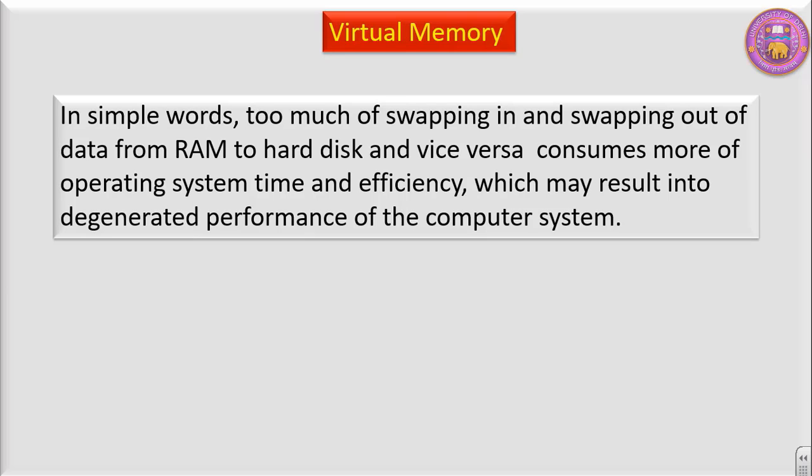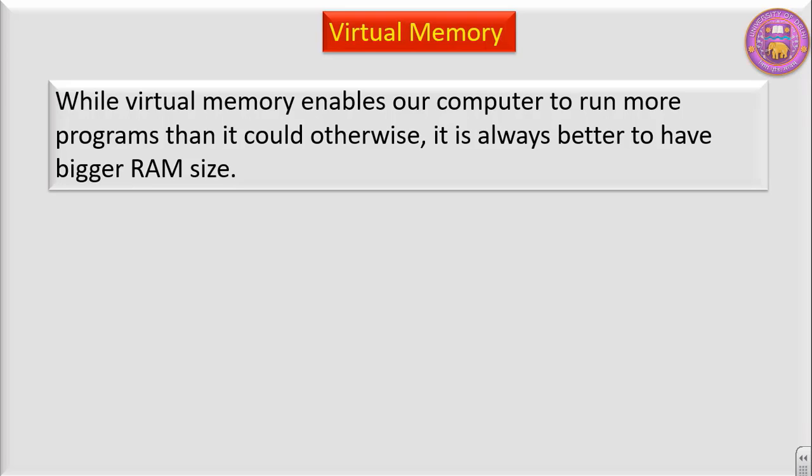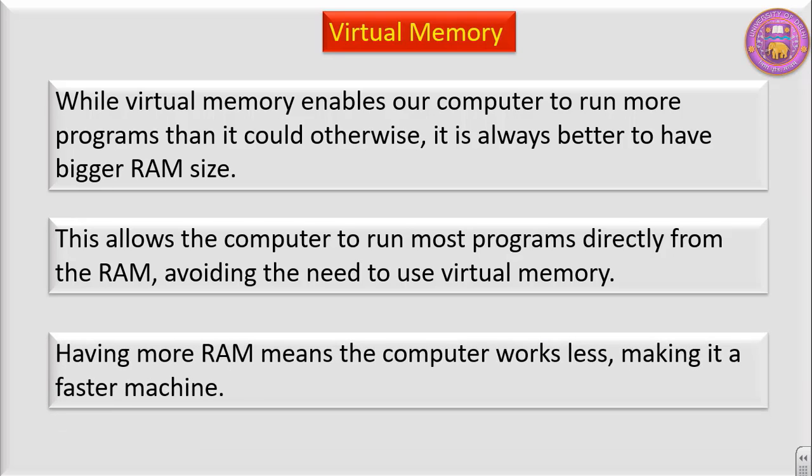In simple words, too much swapping in and swapping out of data from RAM to hard disk and vice versa consumes more of the operating system time and efficiency, which may result in degraded performance of the computer system. While virtual memory enables our computer to run more programs than it could otherwise, it is always better to have bigger RAM size. This allows the computer to run most programs directly from the RAM, avoiding the need to use virtual memory. Having more RAM means the computer works less, making it a faster machine.